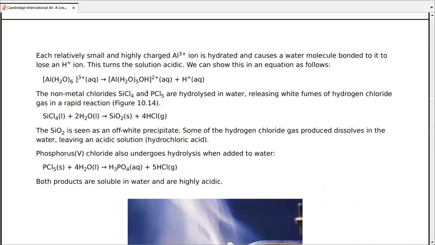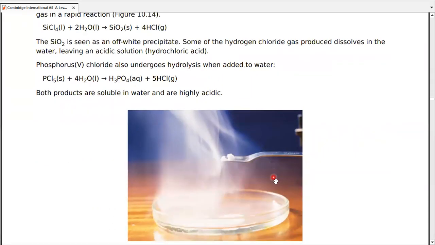Okay. So non-metal chlorides, SiCl4, PCl5, they all are hydrolyzed in water. They release white fumes of hydrogen chloride gas in a rapid reaction. This is what happens, and these are the white fumes that we have been talking about. SiO2 is seen as the off-white precipitate. Some of the hydrogen chloride gas produced dissolves in the water, leaving an acidic solution, hydrochloric acid, which can, of course, turn litmus paper red.